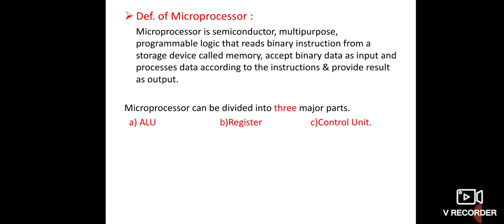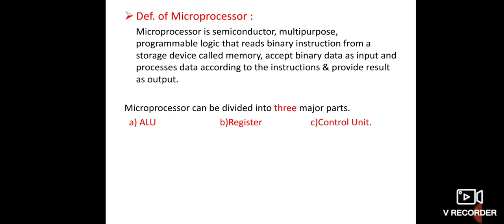See, semiconductor, you know, conductor means it conducts the energy. It is a multi-purpose programmable logic device. Why is it called multi-purpose? Because microprocessor performs various applications, various tasks at the same time. So it is called multi-purpose. Programmable logic device means we write some program using a language. Program means a set of instructions, it is called a program.